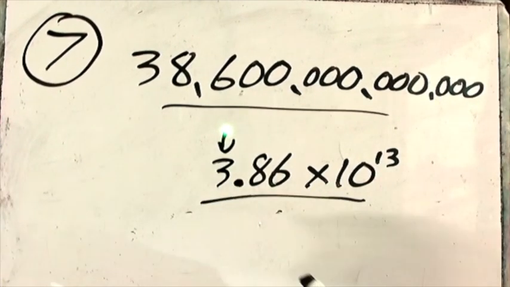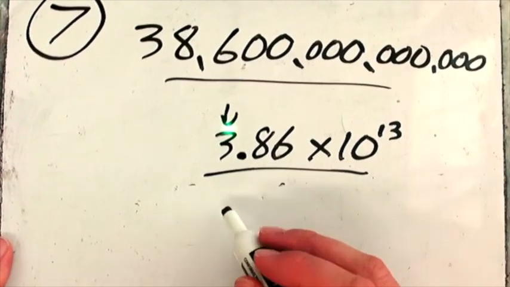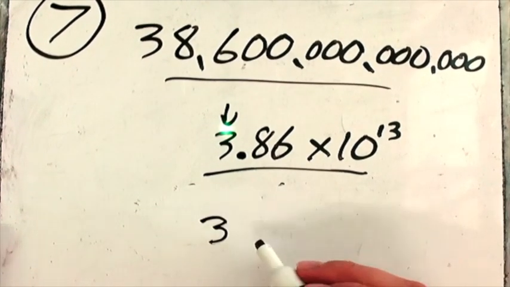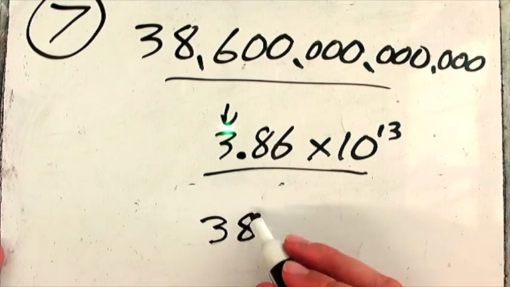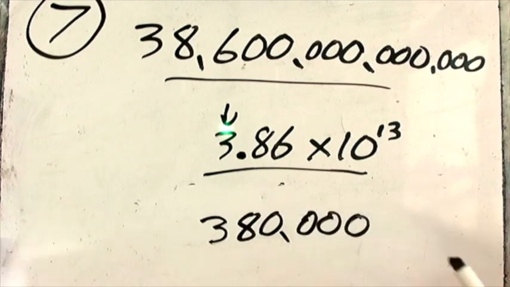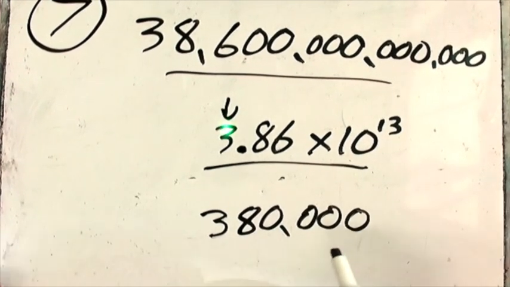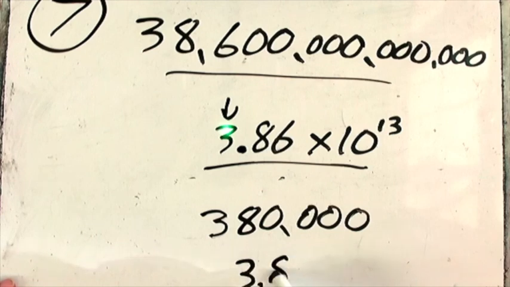If I've got, let's actually do a simpler one. Let's say 380,000. So I've got a number that I can write in scientific notation. And how am I going to do that? I'm going to write 3.8, because 3 and 8 are the first significant numbers.